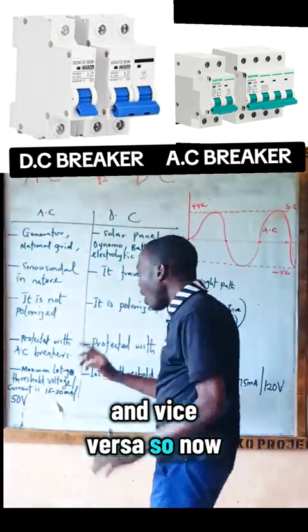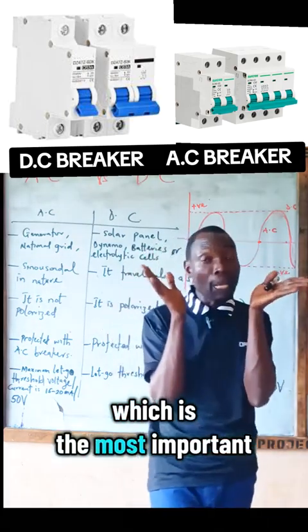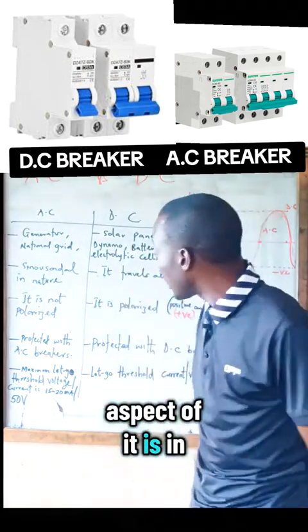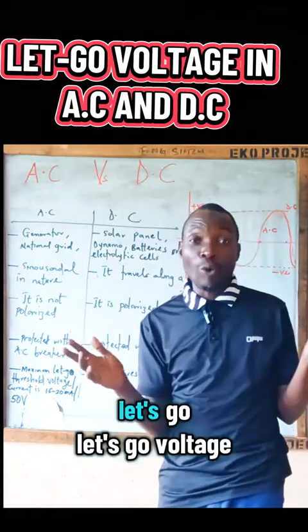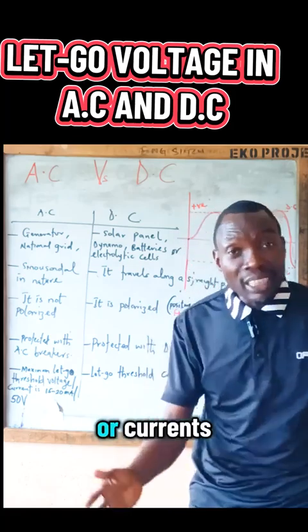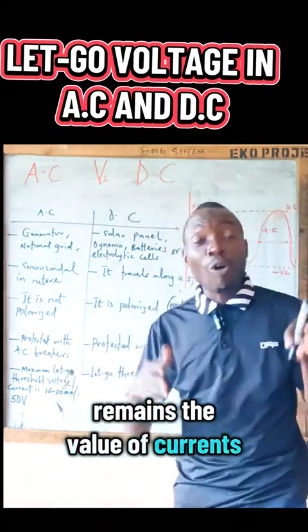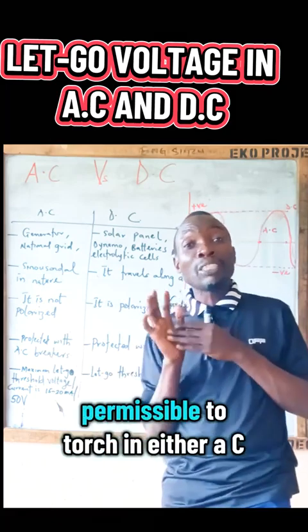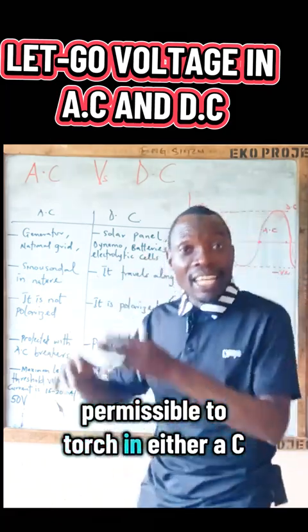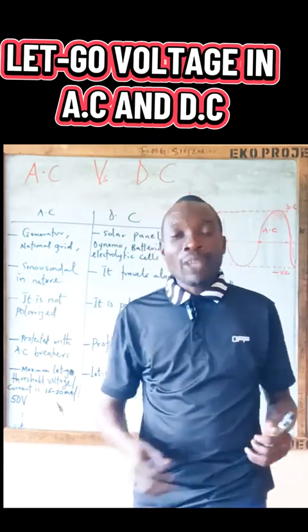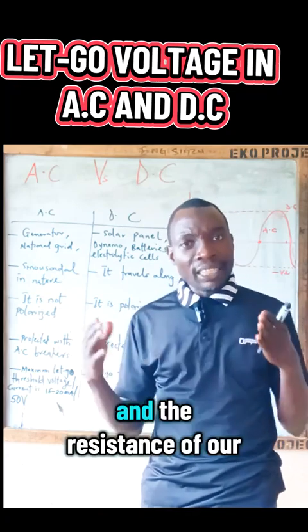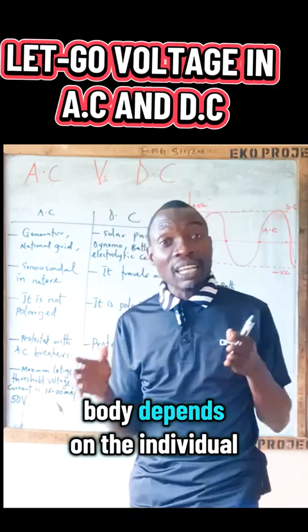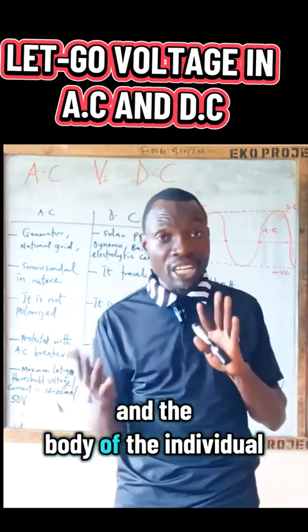So now where I'm going to, which is the most important aspect of it, is in terms of let go voltage. What do I mean by let go? The let go voltage or current remains the value of current or voltage that you are permissible to touch in either AC or DC. As human beings, our body has resistance, and the resistance of our body depends on the individual.